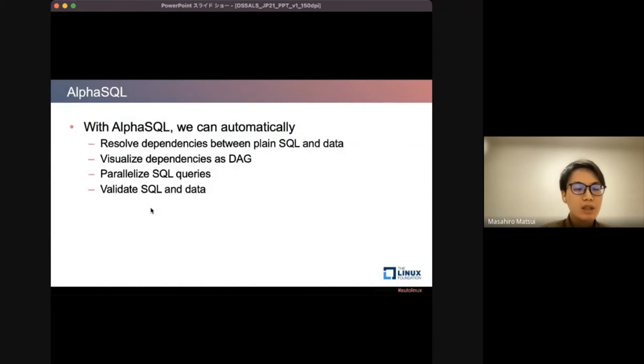As a summary, using AlphaSQL, we can automatically resolve dependencies between plain SQL and data, visualize dependency as DAG, parallelize SQL queries, and validate the whole dependency graph of SQL queries and data.